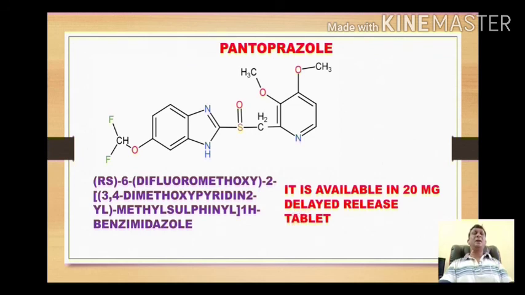So dear students, that is all about the anti-ulcer drugs containing the H2 antagonists and the proton pump inhibitors.